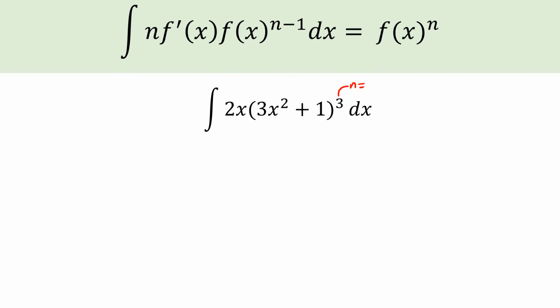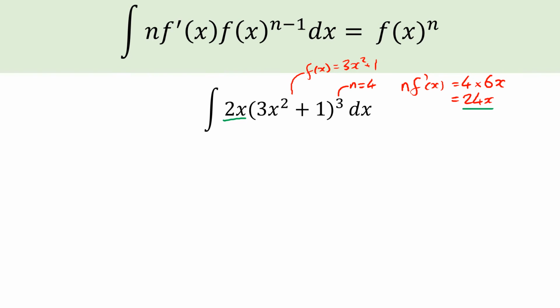We increase this by 1 to get what n is, and we take whatever is inside the bracket to be what f of x is. Then we're going to figure out what n f dash of x is, which is going to be 4 times 6x. So that's 24x. And here we've got a bit of a problem because we don't have 24x at the start of our integral. We've got 2x.